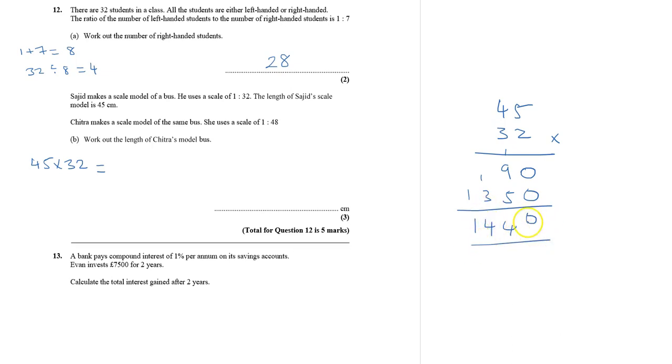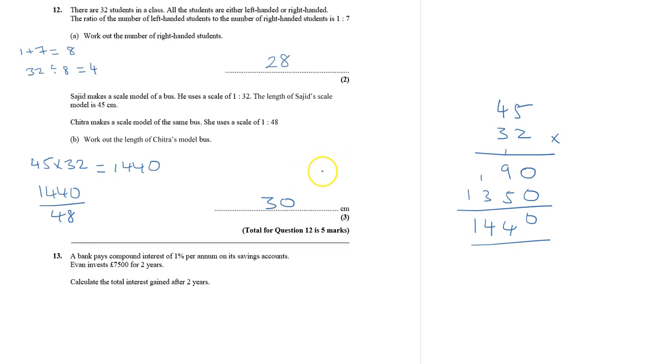So the length of the real bus is 1440, and then you could do division, so 1440 divided by 48 to work out the scale for Chitra. So you could do long division for that, and you'll get the answer 30 centimeters. That's one way of doing it.